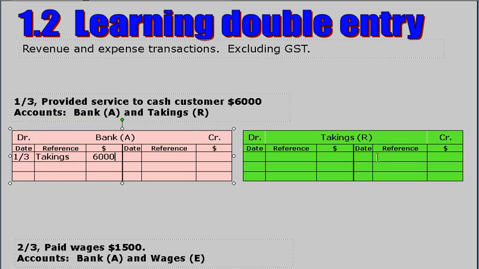That's the debit. The credit goes to takings. Takings is the revenue account. An increase in revenues is shown by credit entries. That's one of the double entry accounting rules. So we write the date, the name of the other ledger account which is affected, and the value of the debit there equals the value of the credit there.